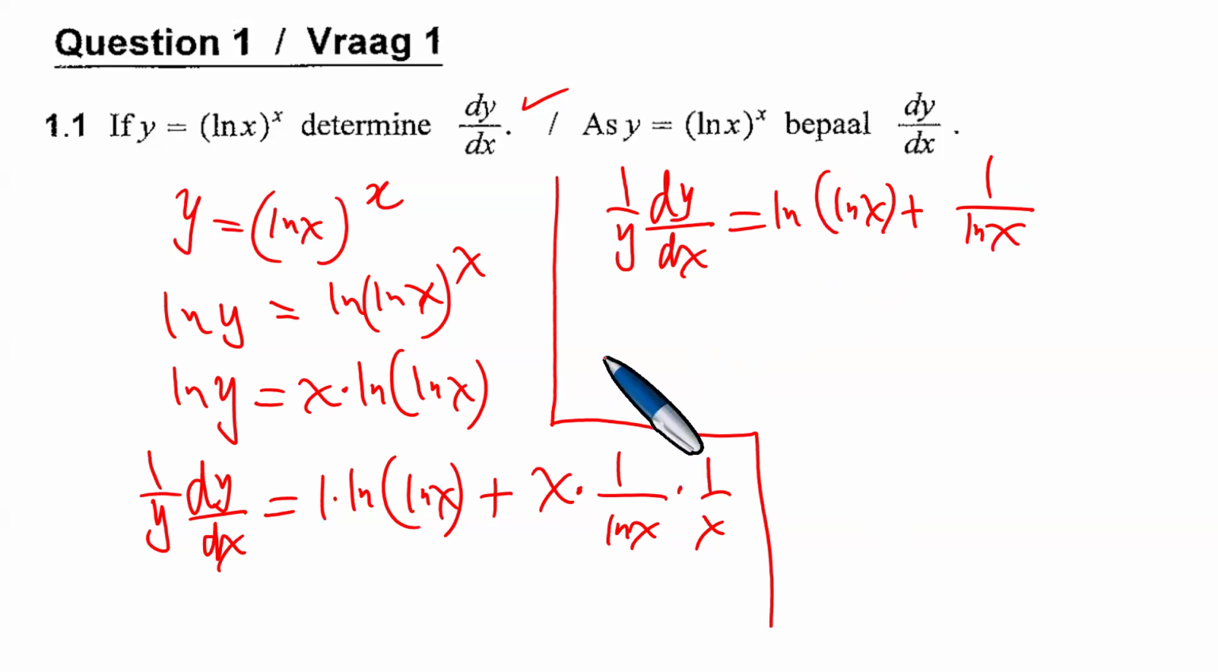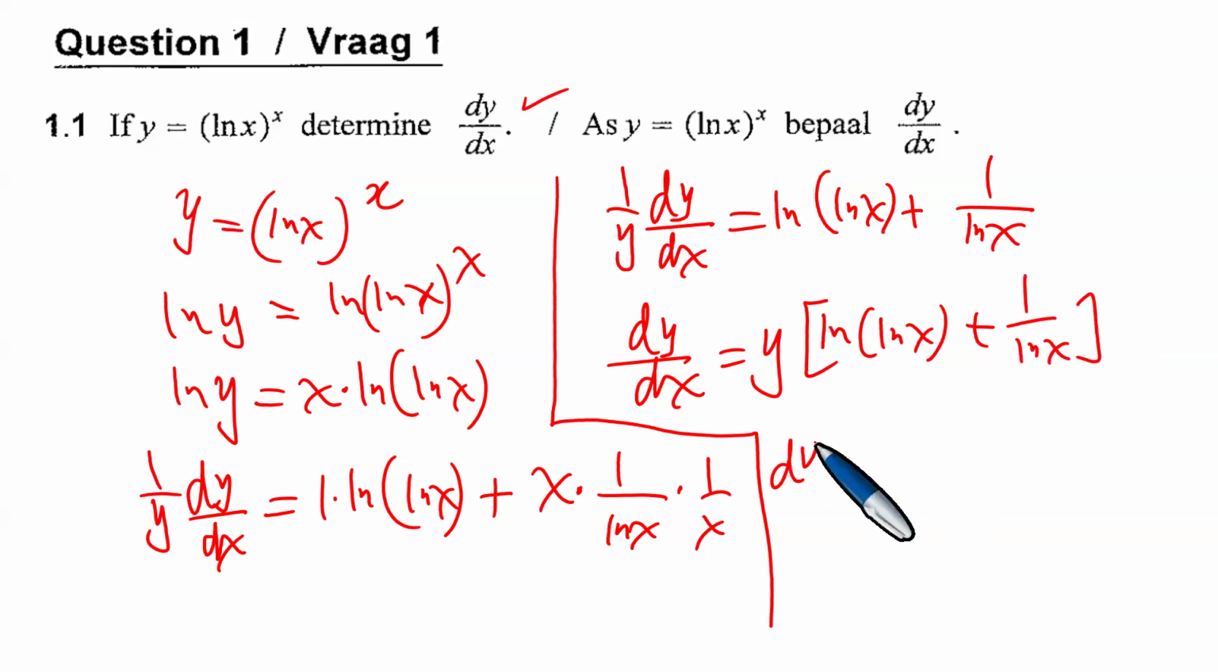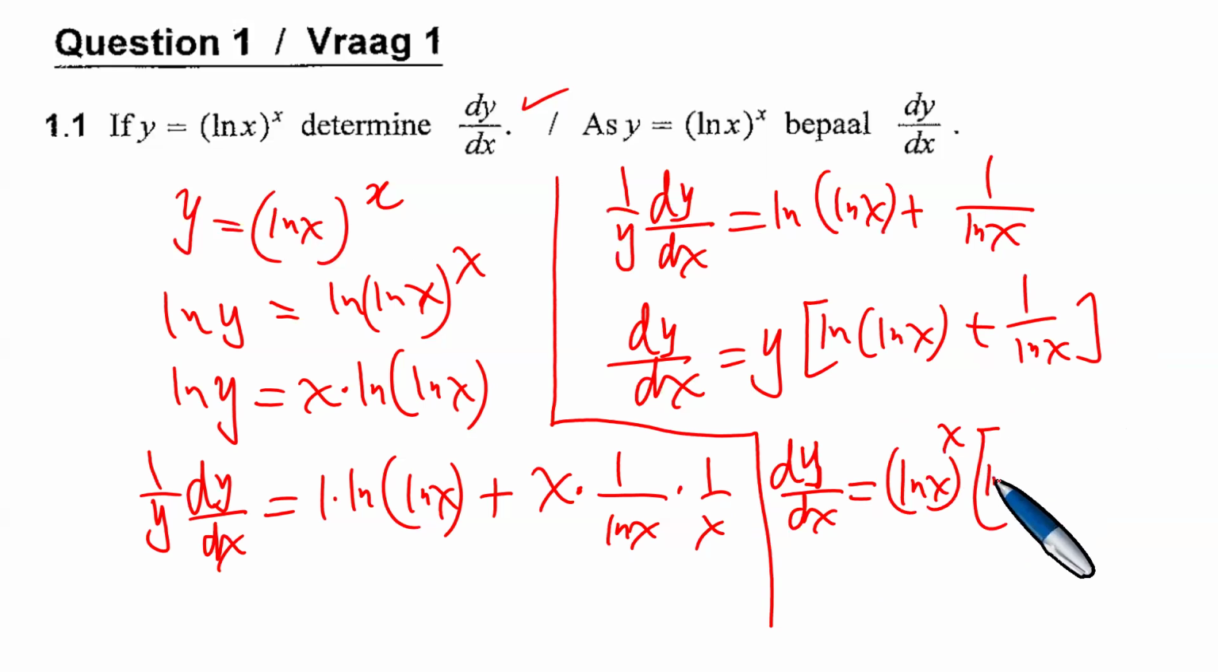Okay, we continue. Then it means at this point we have dy/dx, which equals y times the ln of ln x plus 1 over ln x. Then what is the y? You have exactly this here, and you have the ln of ln x plus 1 over ln x, like this. So that is the answer. Take a look at this one and think about it. That is the answer.